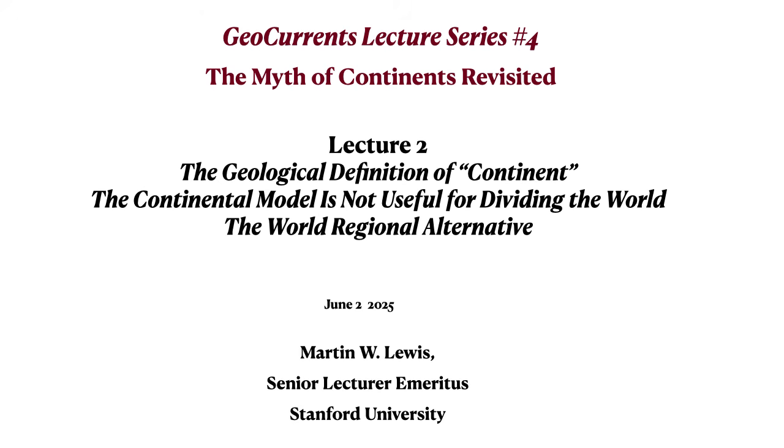And I'll talk about the main alternative for the human world. It doesn't work for biogeography, but for human geography it does, which is called the world regional system or world regional alternative, which is kind of based on continents, but is very distinctive and is not a continental model at all, although it uses continental nomenclature. So that will be the next lecture.